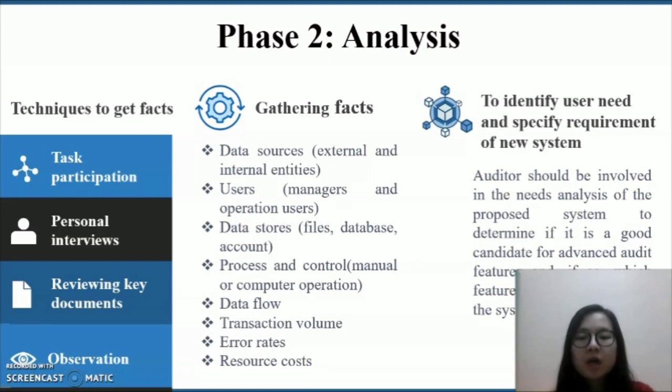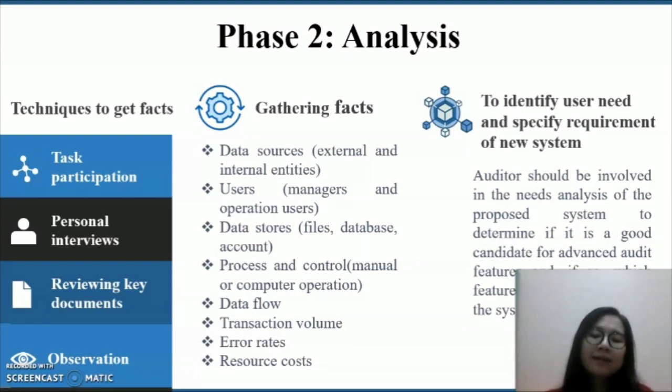There are a few techniques for the auditors to get the facts. The first one is task participation. It is like an extension of observation, whereby the auditor takes an active role in performing the user's task. The second one is personal interviews. This lets the auditor know the requirements of the system. The third one is reviewing key documents such as the job description, accounting records, or the organization chart. The last one is observation, which is watching the physical procedure of the system.